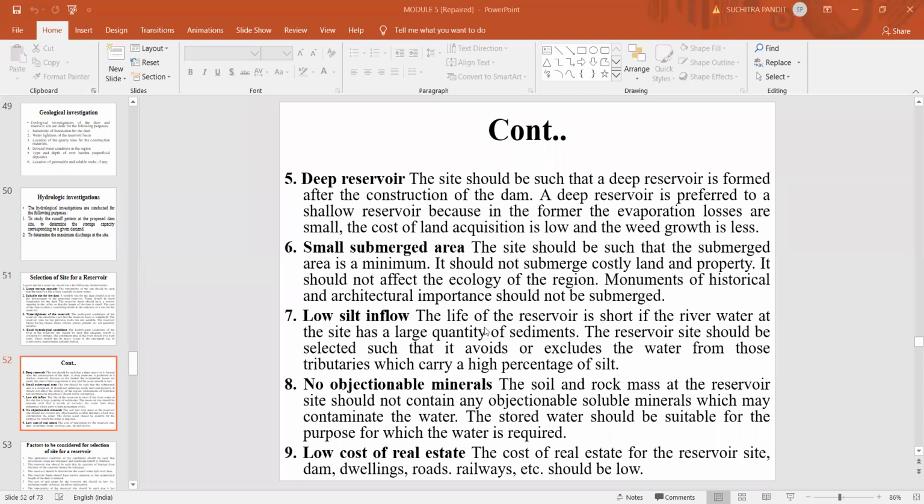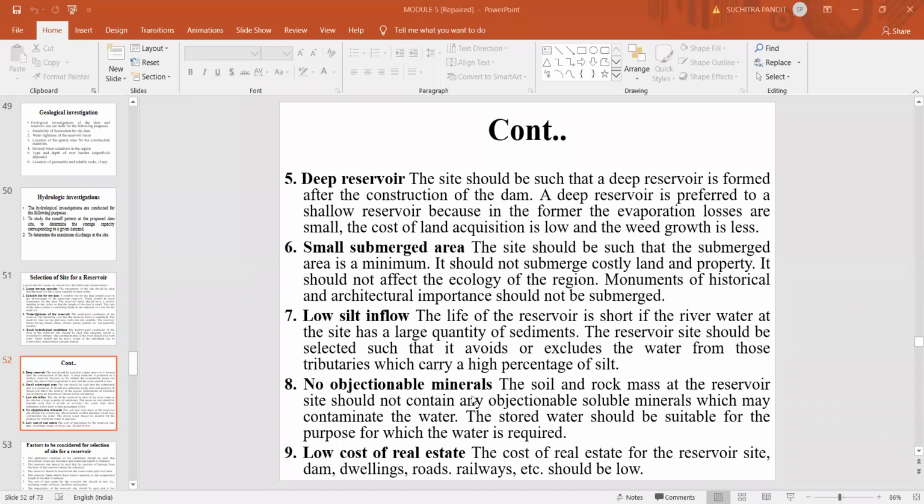And low silt inflow. So the river which contributes to the reservoir should carry a minimum amount of silt. You cannot avoid it, but you can have some silt ejectors at the source of the silt so that the entry of the silt into the river can be minimized to a certain extent.